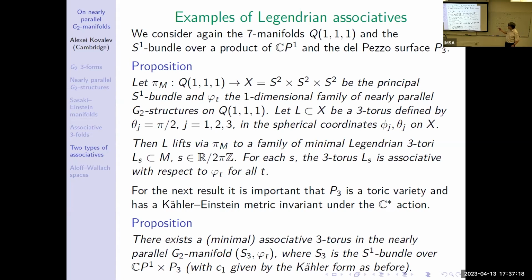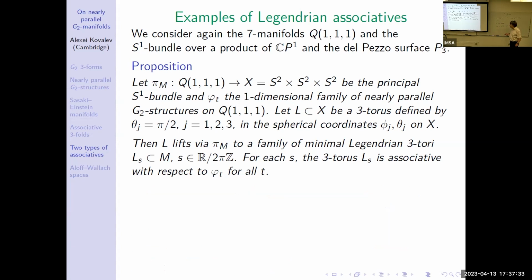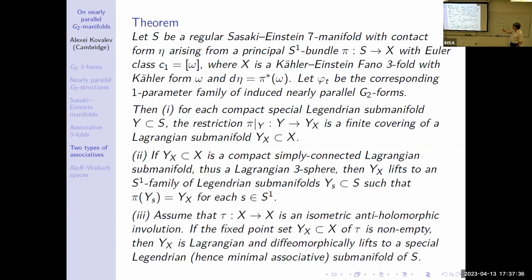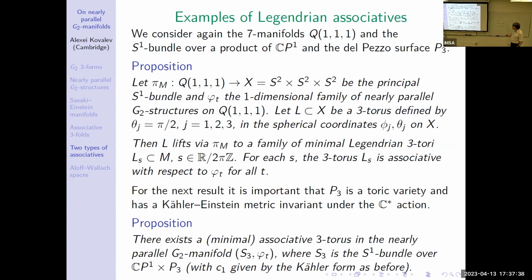Well, in this case of P3, we are lucky and it's possible to trace through the existence proof to check that the Kähler-Einstein metric is symmetric. So that implies that we can build an isometric anti-holomorphic involution, which is the condition asked in the third part of the theorem, and therefore prove that there exists a minimal associative three-torus in the nearly parallel G2 manifold, which is a circle bundle over CP1 times the Del Pezzo.